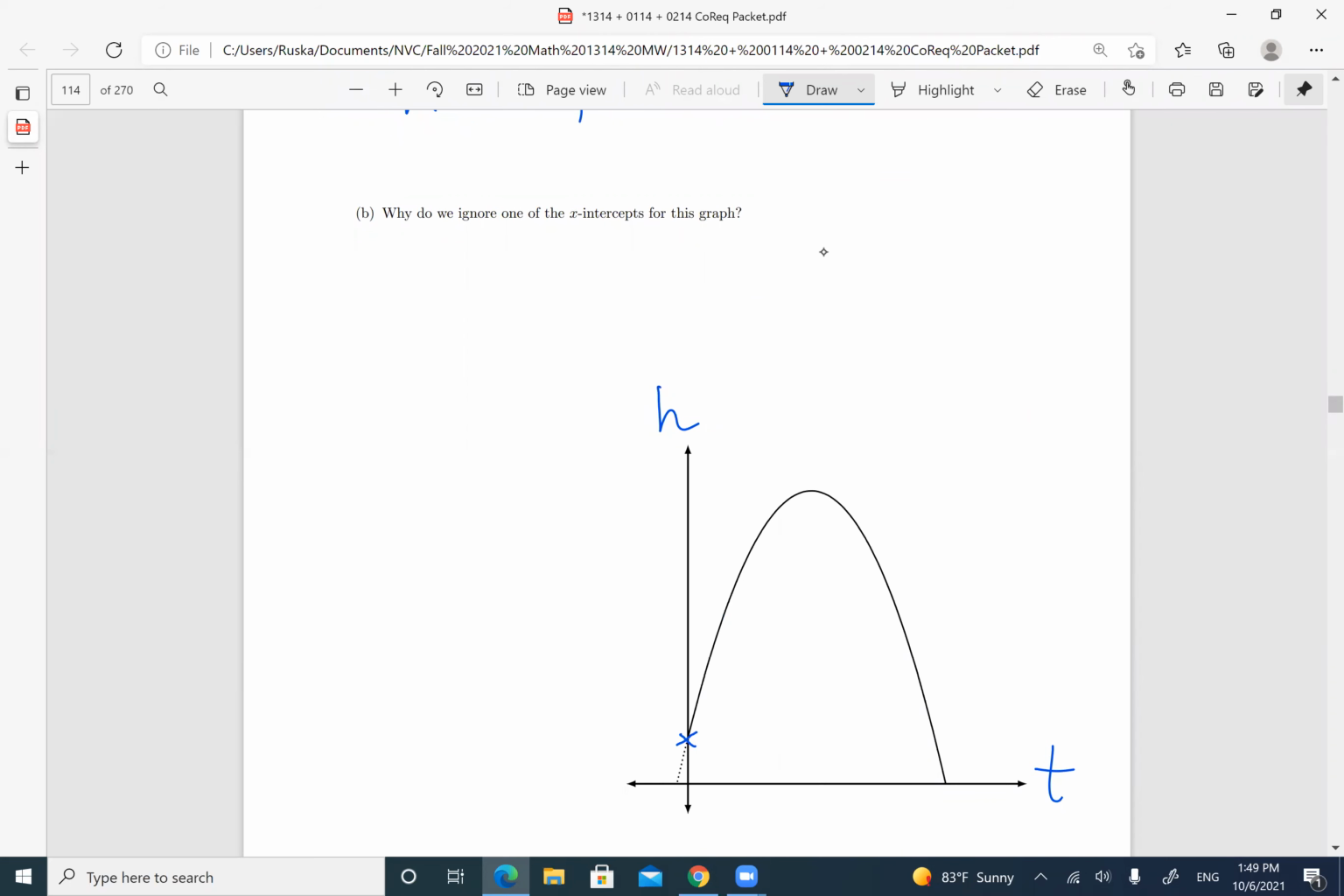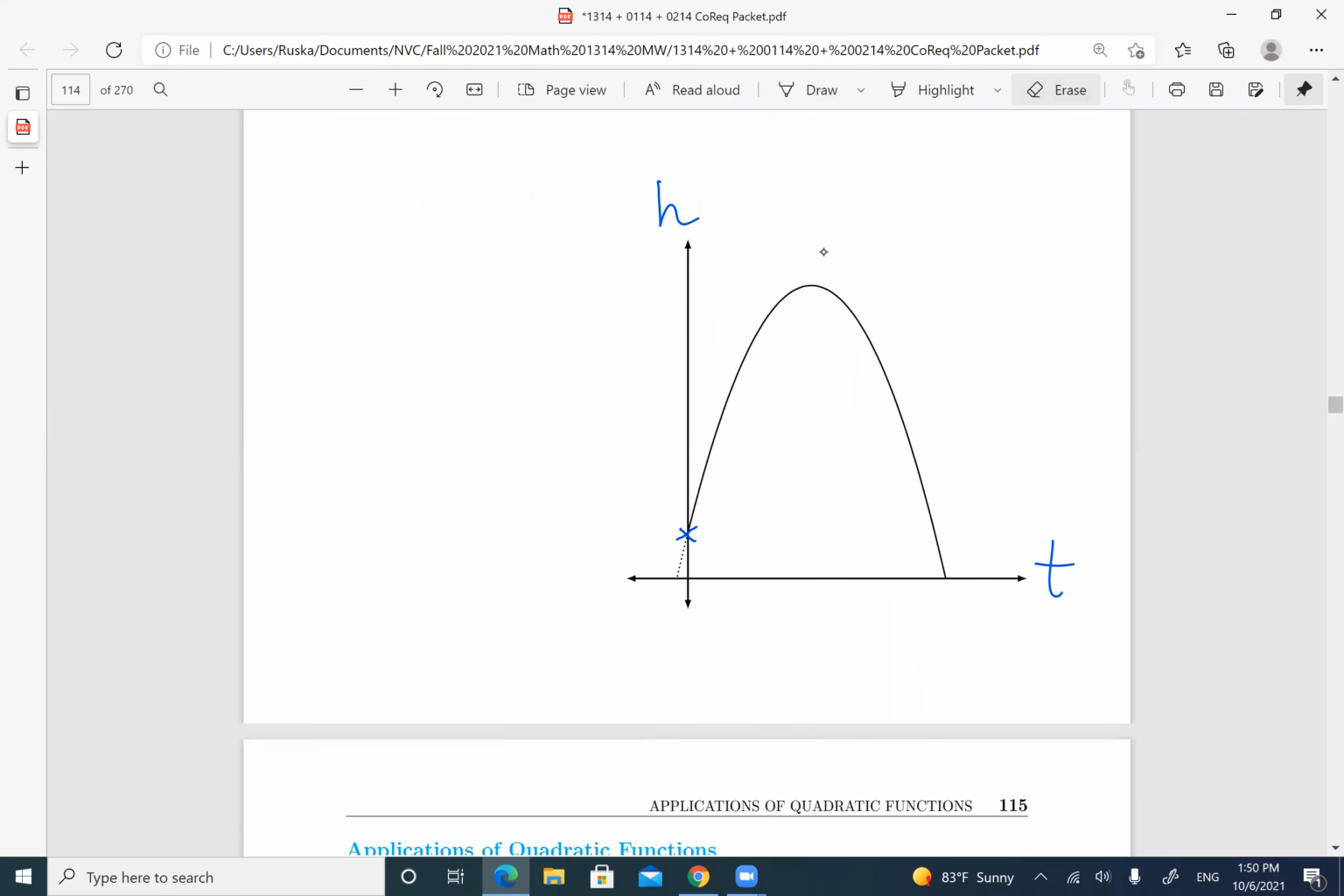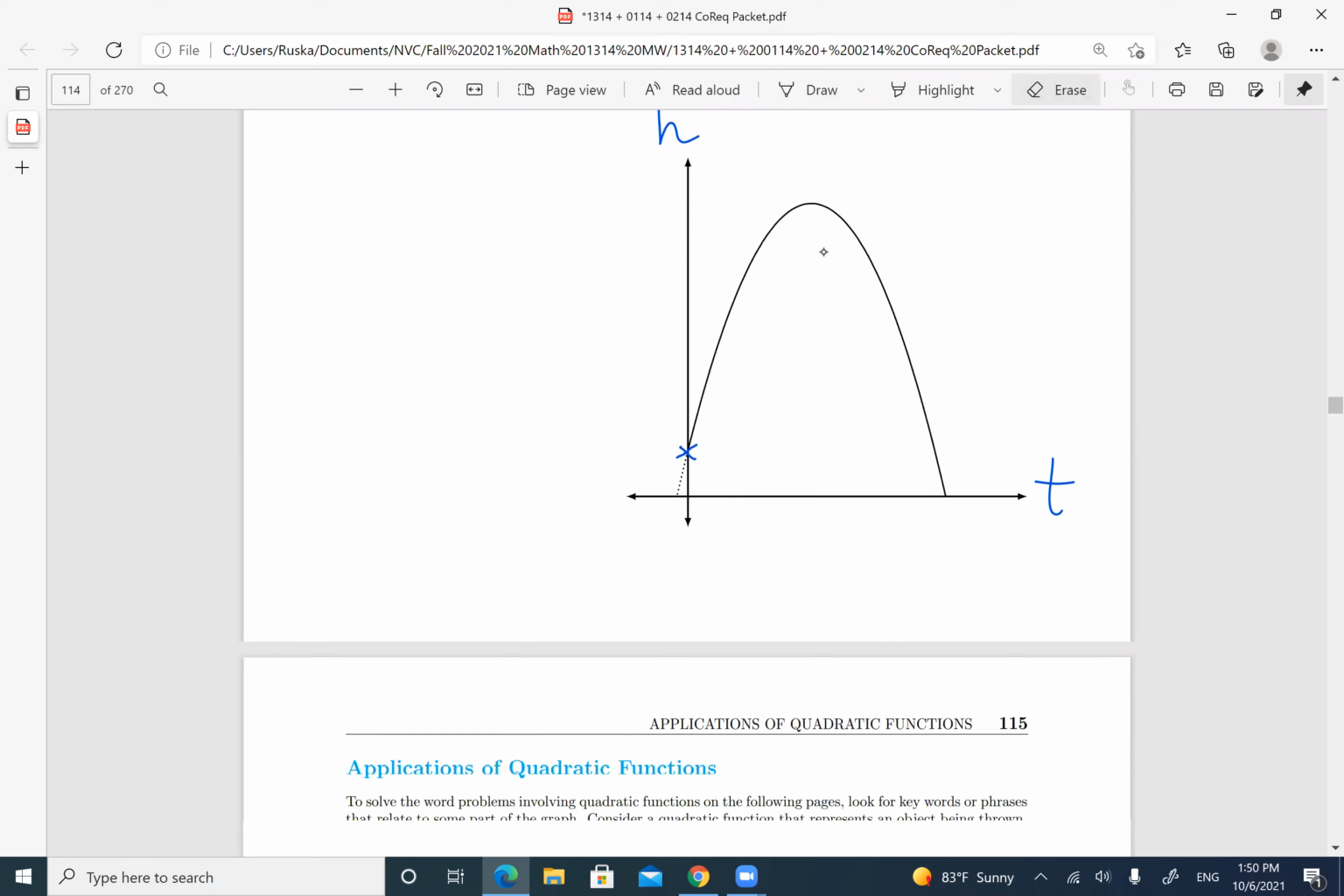So why do we ignore 1 x-intercept on the graph? So why do you ignore this x-intercept here? Again, the same reason, because that's before the ball was thrown, right? So it's outside of the range and the domain of the function. Make sense? Everybody understand that?